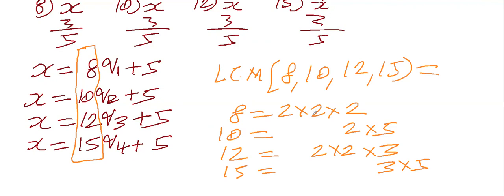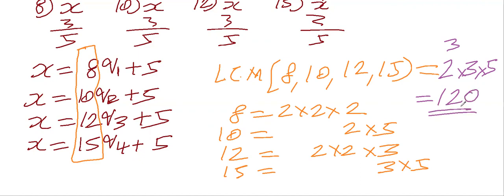How many times is 2 there? 3 times. So I will write 2 cube. How many times is 3 there? Only one time, so I will multiply by 3. How many times is 5 there? Only one time, so I will multiply by 5. So 2 2s are 4, 4 3s are 12, 12 5s are 60, so 120 will be the LCM.